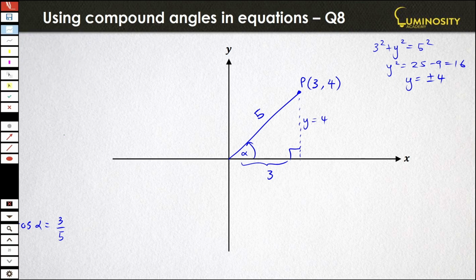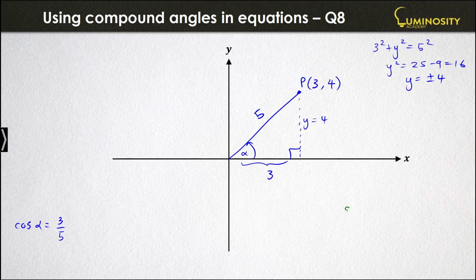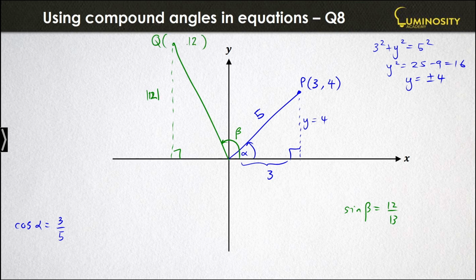Next we had sine beta equals 12 over 13. And it was in the second quadrant. Okay, so there's the points up there. Now the angle beta is this angle here. And sine is opposite over hypotenuse. So this length here is 12 units. So if I call this point Q, then the y value is 12 here, and the hypotenuse is 13.